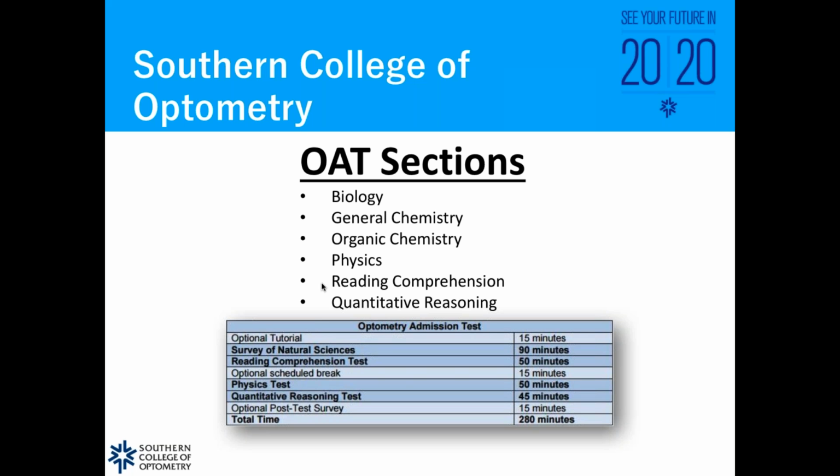So as you can see during the breakdown there of the sections, the survey of natural sciences, that's going to be your biology, chemistry, and organic chemistry. That's going to be 90 minutes.